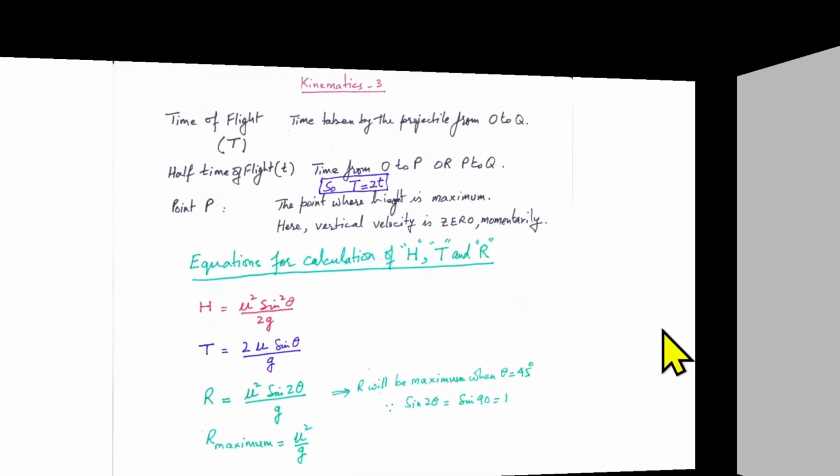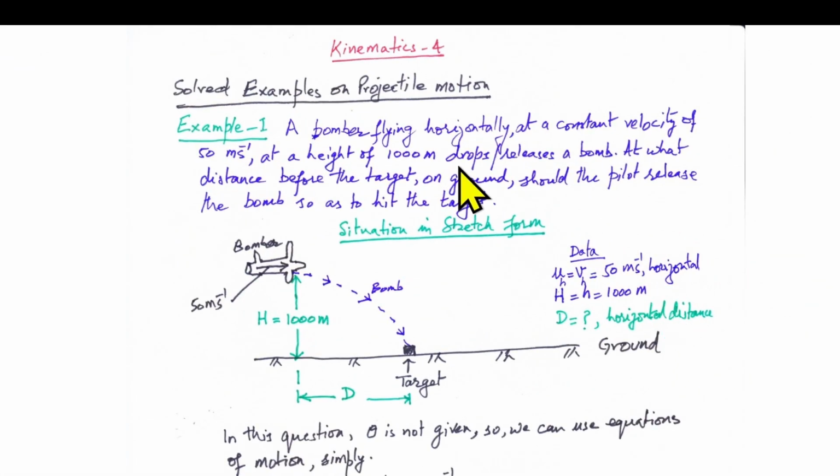Examples on projectile motion. Example number 1. A bomber flying horizontally at a constant velocity of 50 meters per second at a height of 1000 meters releases a bomb. At what distance before the target on the ground should the pilot release the bomb so as to hit the target?